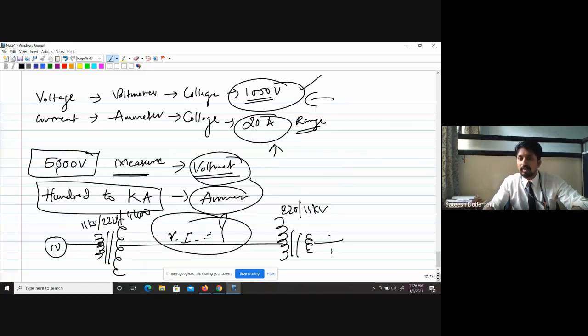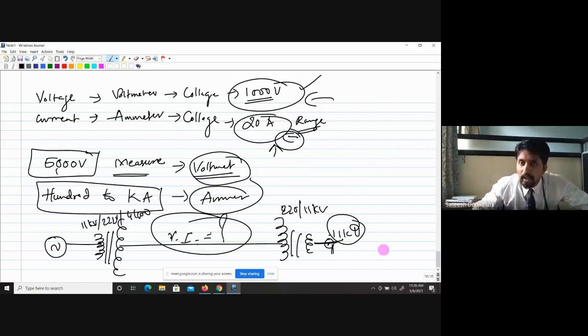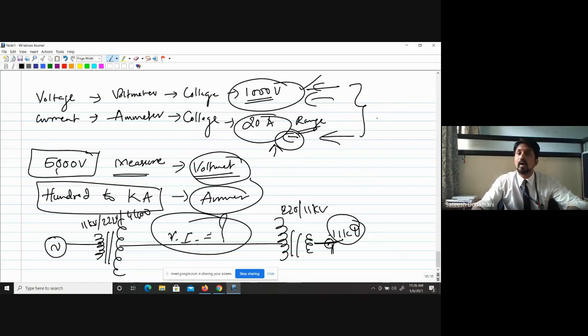Even 11 kilovolt is very high. So how can I measure this 11 kilovolt by using a 1000 volt voltmeter? Or if I want to measure the current in this particular line or feeder, how do I measure it with this ammeter? That is not possible with a regular instrument. Then how to measure it? I can use the same voltmeter and ammeter, but along with transformers.